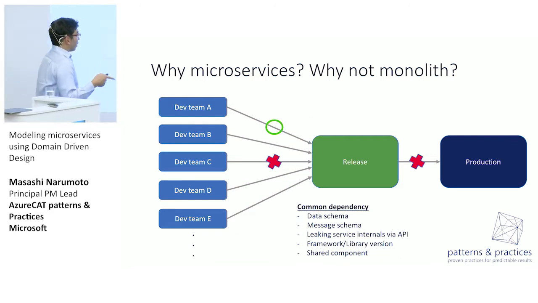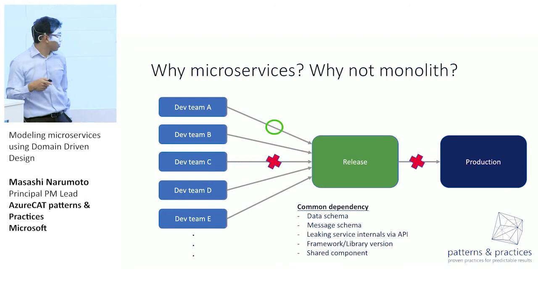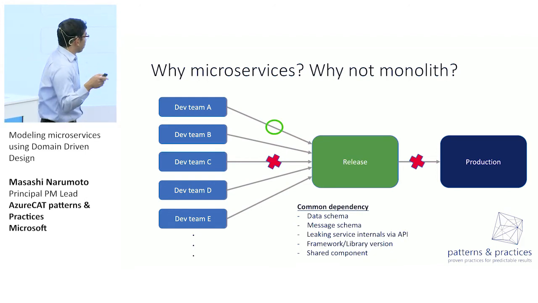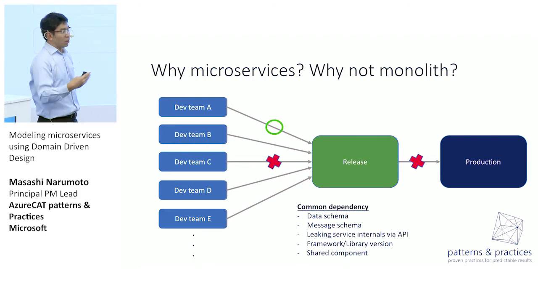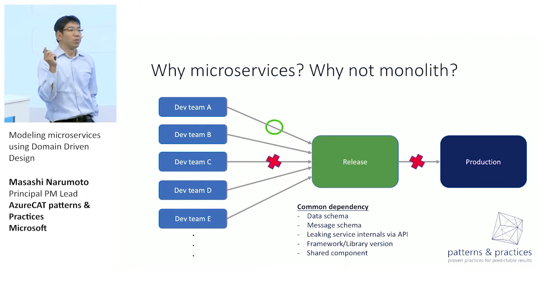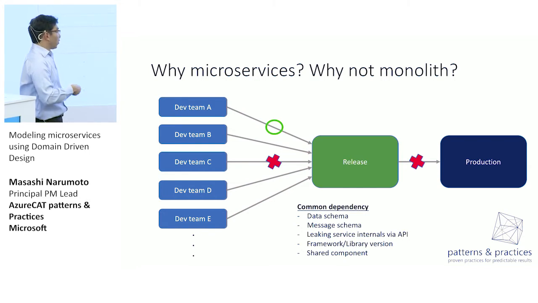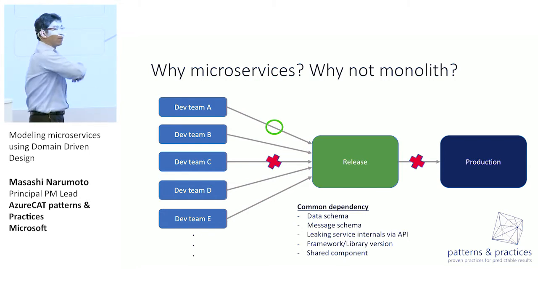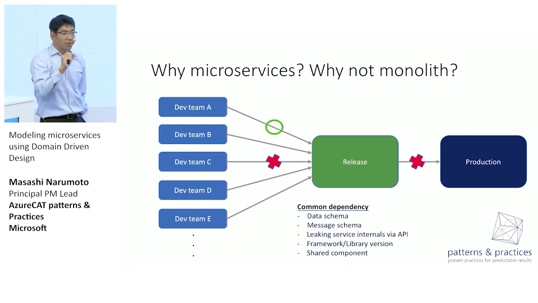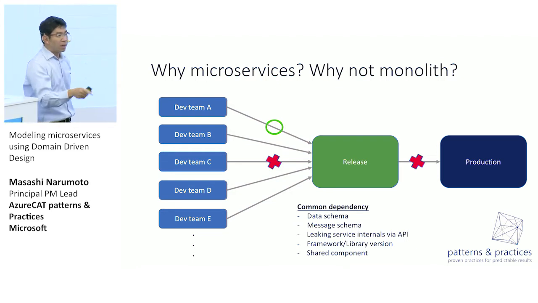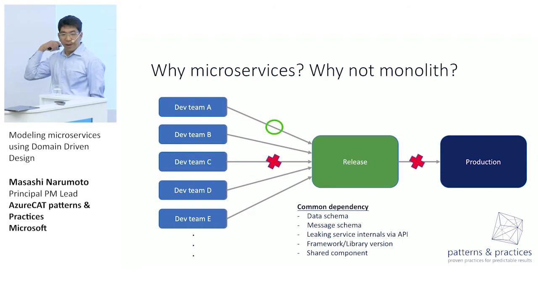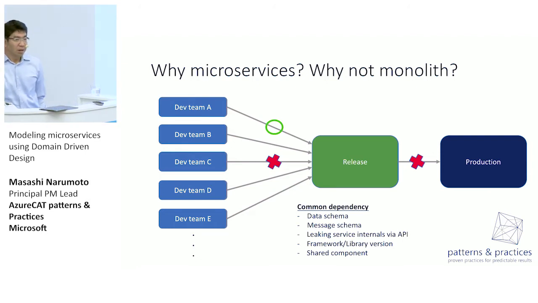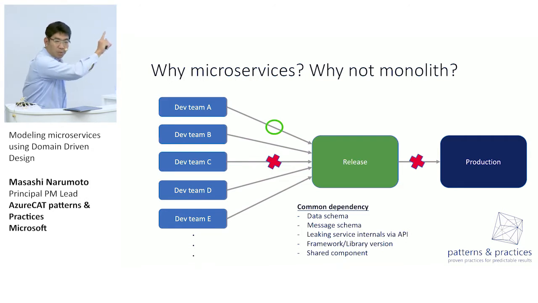Other examples of common dependency are data schema and message schema. Your API is leaking some internal details, so that somebody depends on those internal details, and once you change that detail, it will break that guy. And framework library version. Since those 5 teams share the same library, same version, when one team updates that library, that breaks the others. Or the same with a shared component, right? Those are the very common causes of dependency, which ends up causing this problem. Okay?